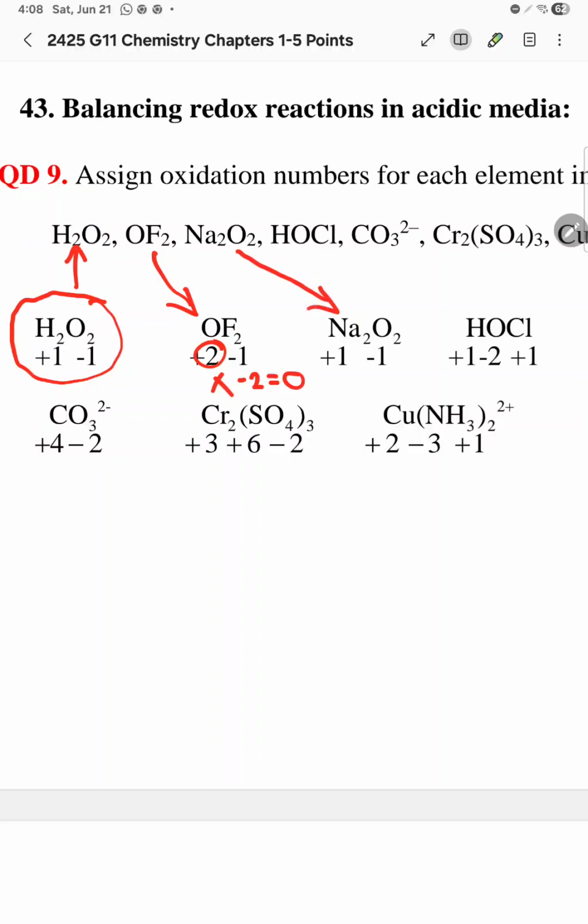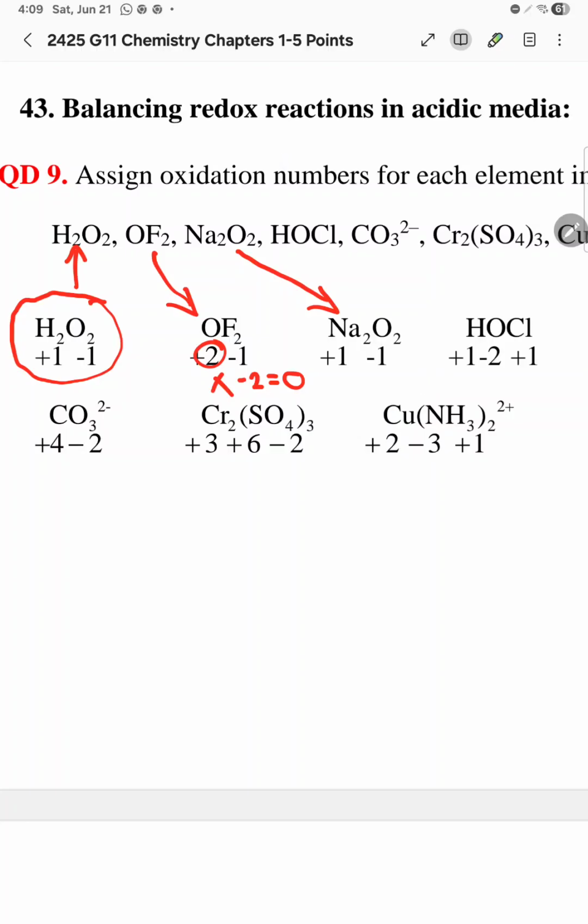Na, also group 1 elements, I think, are also the same. Because here you have Na2, so it's 2 plus. Na is +1, but you need to add the subscript. So 2 plus X equals 0. So it's -2. But for each O it's going to be -1.